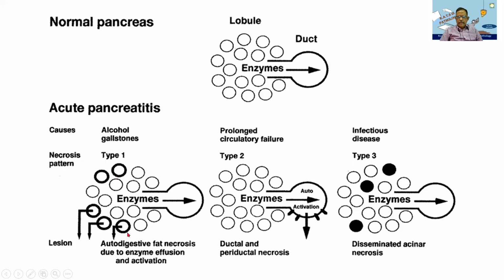This is in the periphery of the pancreas. This is in the periphery of the ducts. And the third one will be disseminated. So here and there we can find areas of necrosis. This commonly occurs in infectious diseases.